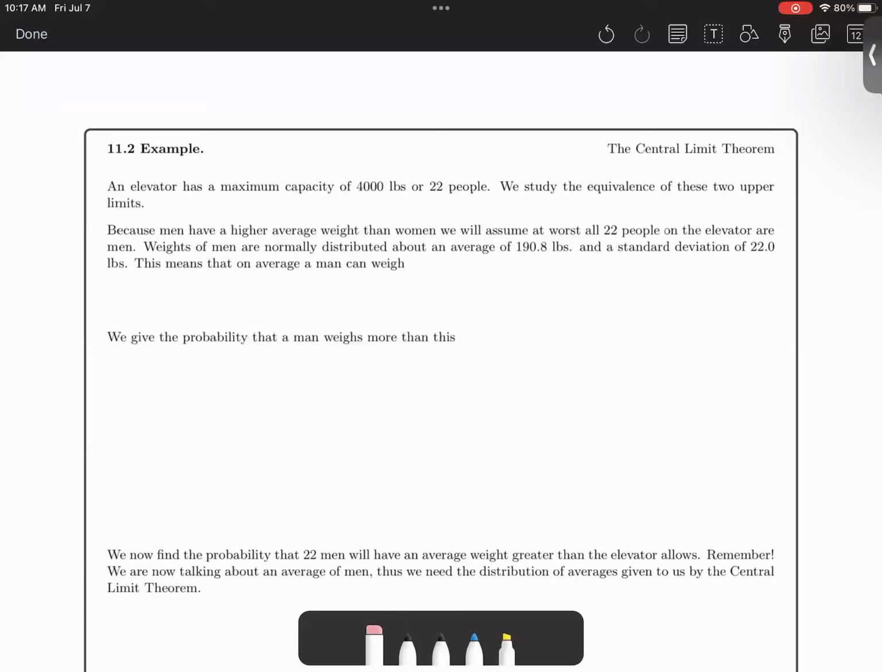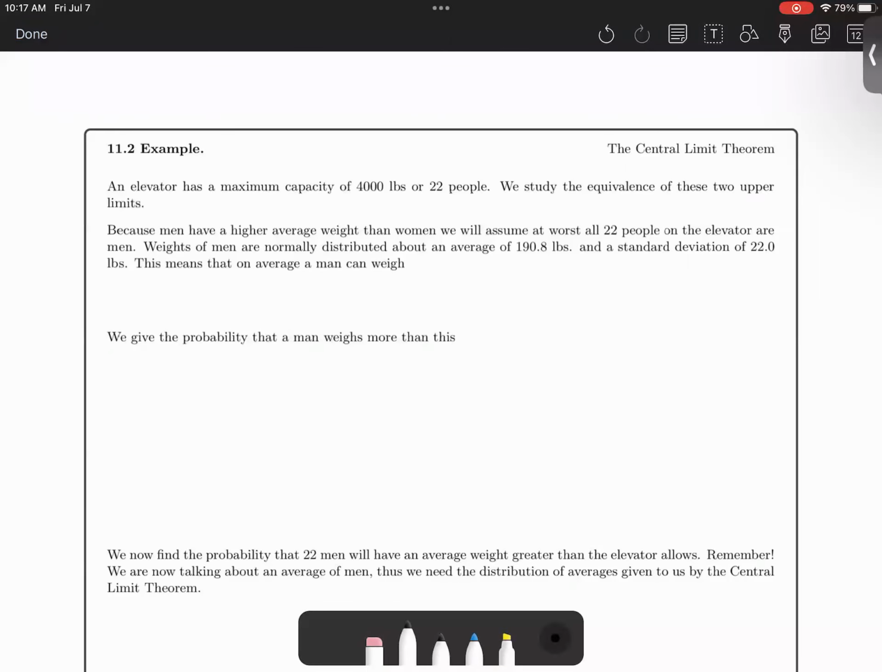Let's see an example of the central limit theorem. So this problem is going to be a pretty long one. And initially, we're not going to use the central limit theorem. We are going to need the central limit theorem when we start asking questions about the average of a variable. So we're not going to use that until that second part.